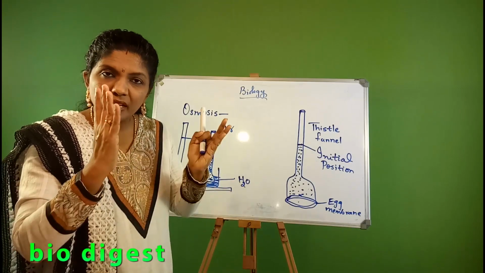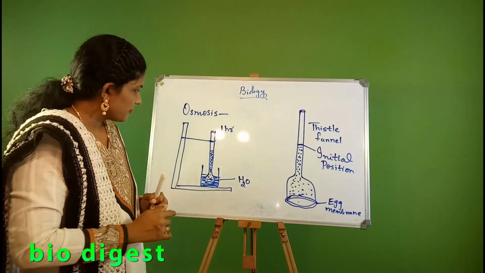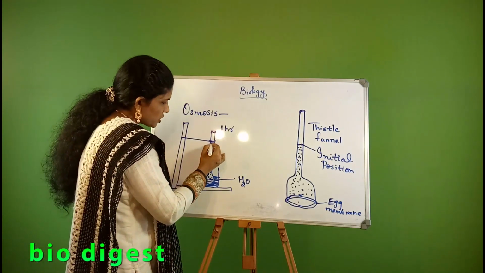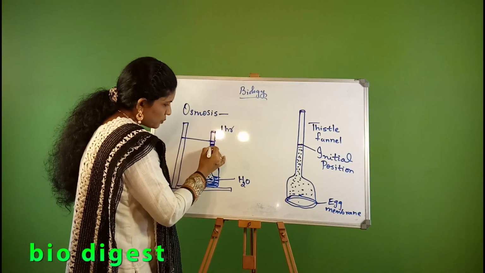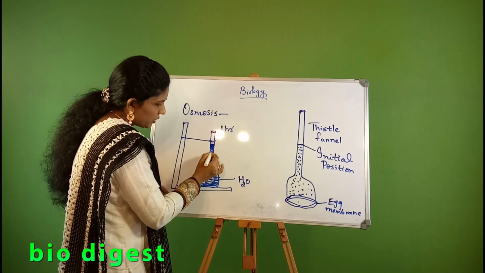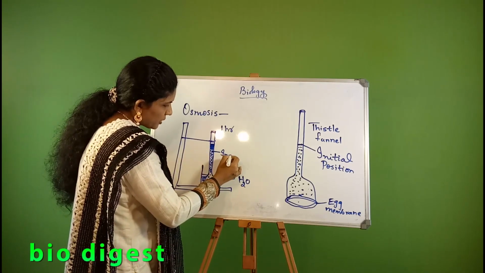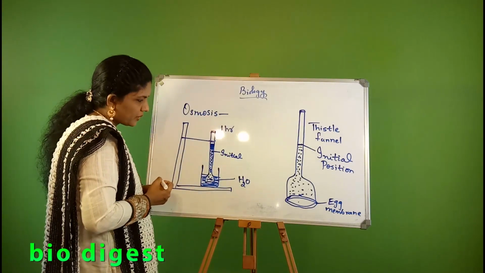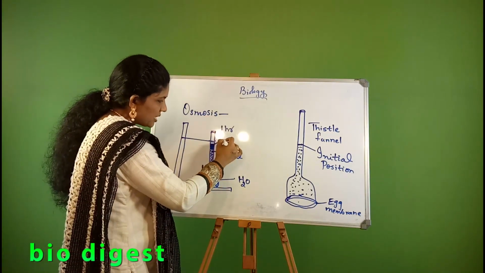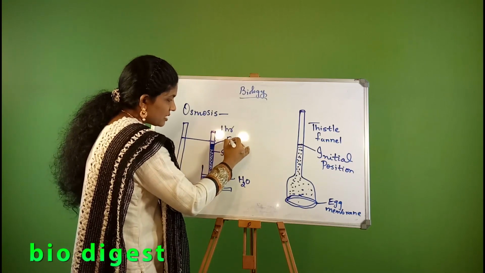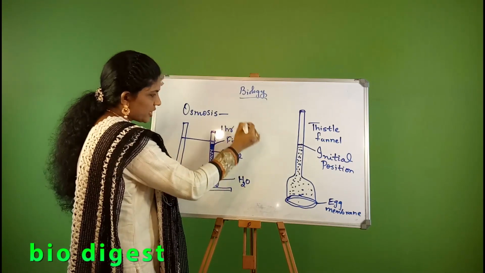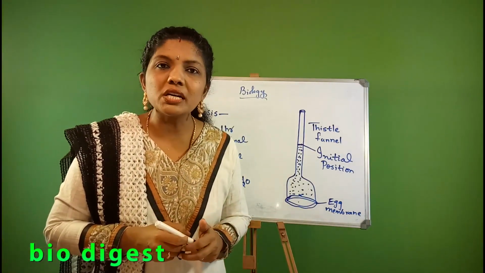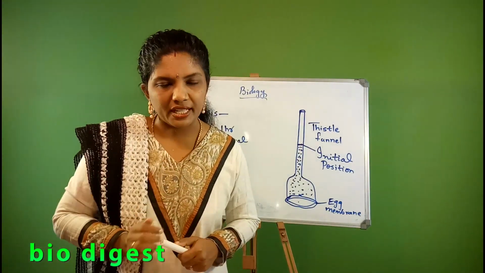After 1 hour, you will observe that there is definitely an increase in the level of sugar solution. Okay, I am shading that much portion. So the dotted one is the initial position, the beginning position of the sugar solution. Now after 1 hour, you can see that the level has increased. So this is the final position. So why is there an increase in the level of sugar solution within this thistle funnel?